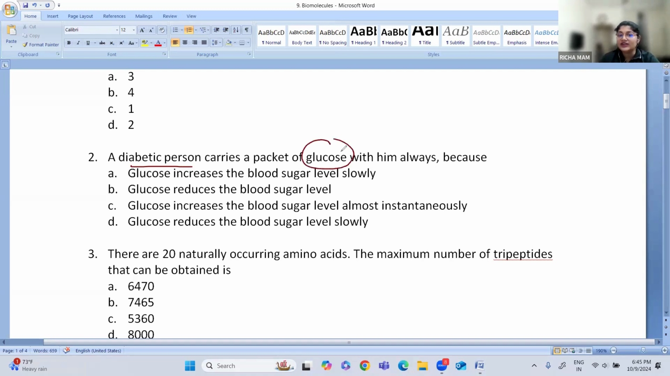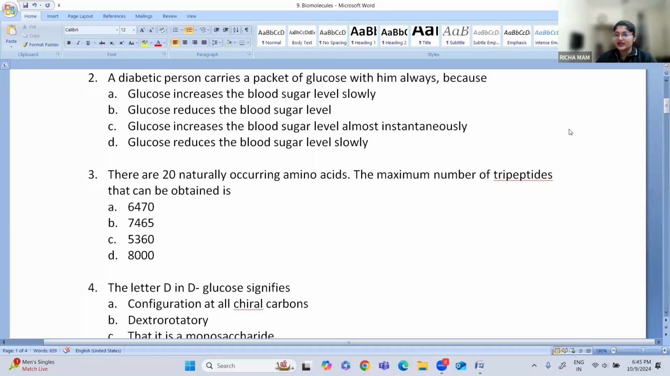If they take glucose, their blood sugar level will increase quickly. Instantly it will increase and come back to normal. Because of that, a diabetic person always carries glucose, because glucose increases the blood sugar level very fast. Very good. Shri Varuni, Baby and Sanjeevni have answered correctly. Let us go for the next one.